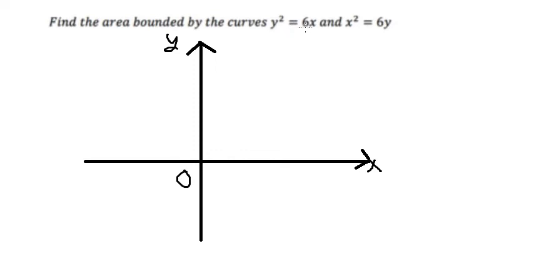y squared equal to 6x. The graph should be like this. x squared equal to 6y. The graph should be like this.